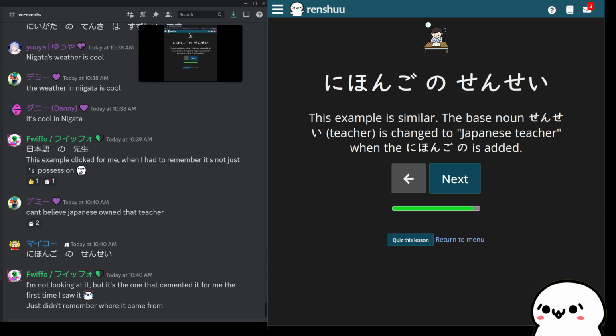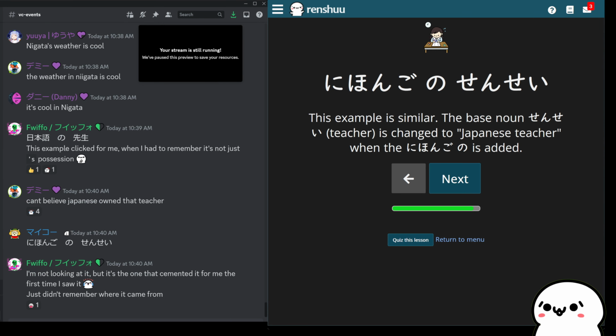And so in that sentence, it's not even that, oh, in this sentence, no means in, or no means apostrophe s. In this sentence, the no literally doesn't exist in the English translation. Nihongo no sensei just means Japanese teacher. But can you see how it's doing the same thing? It's just adding information to the noun that follows it.